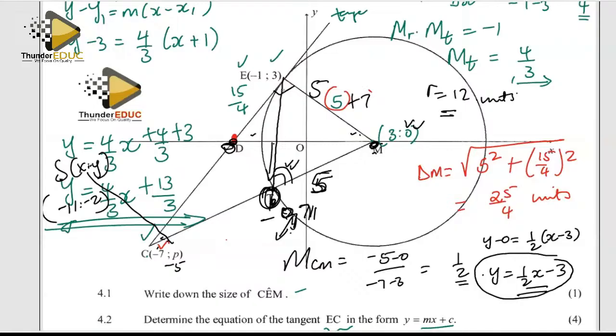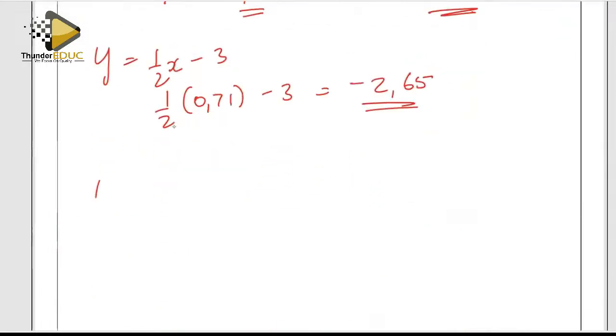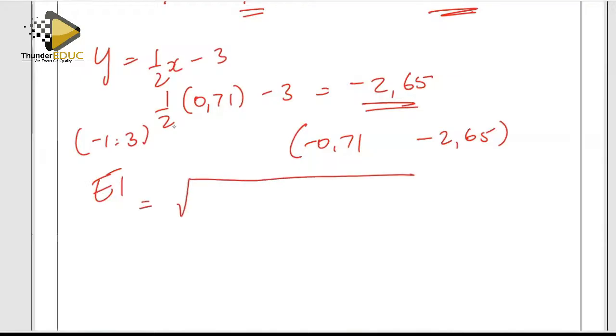Okay, so I'm saying let me get my angle or my distance of ET. There's a shorter way, guys. No, man. For 5 marks. So ET, we're saying negative 0,71, this is a negative 2,65. Our E was negative 1 and 3. Okay, so the distance there is the square root of.